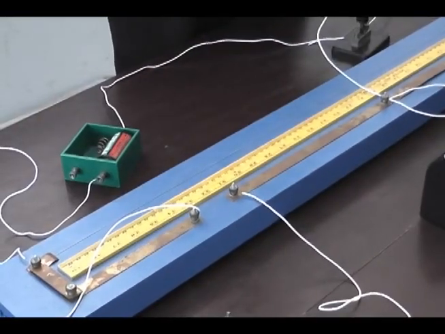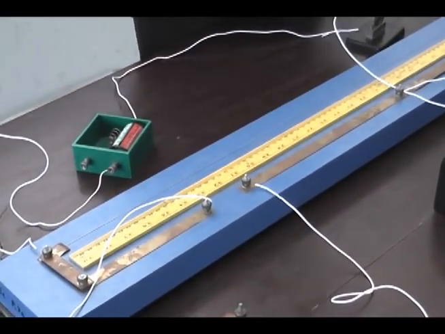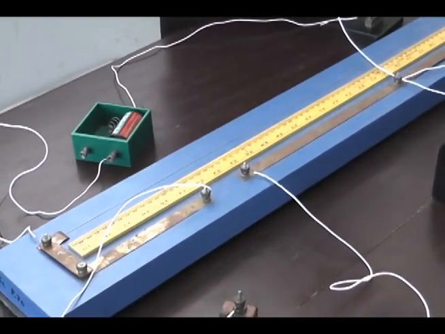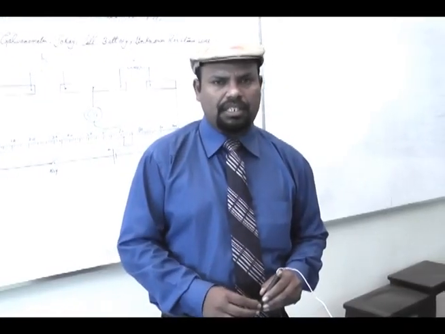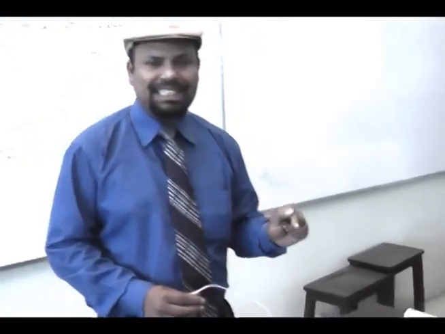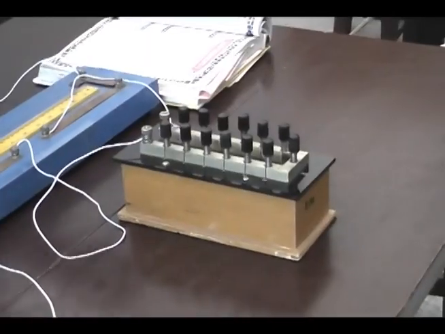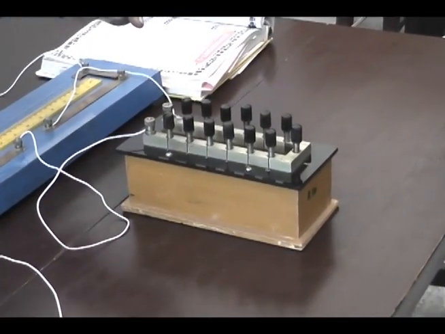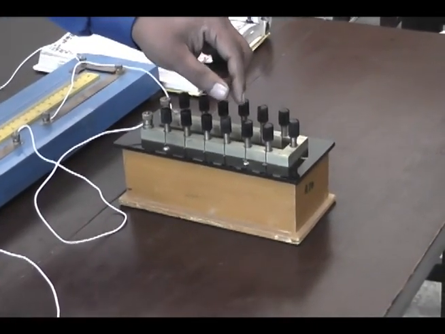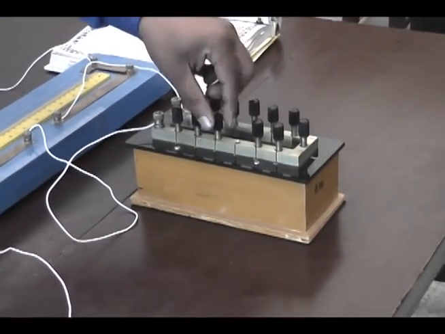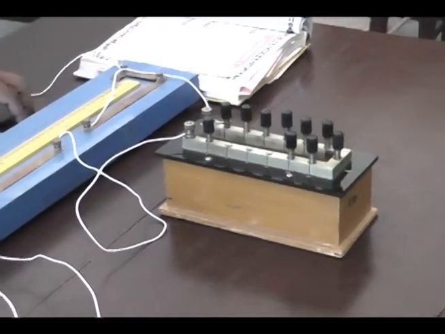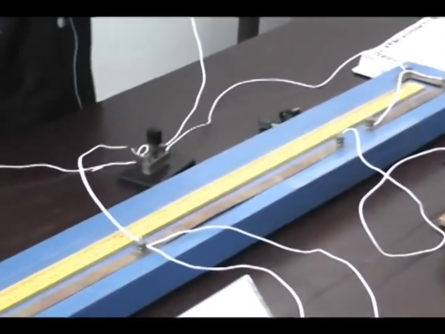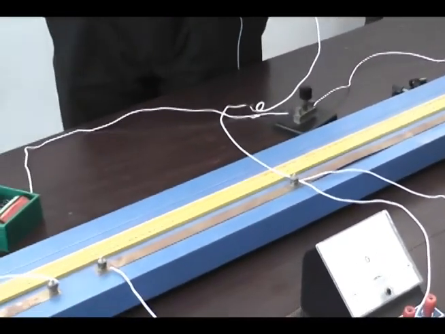Now we will take the first reading and we will take out the resistance from the resistance box. Let us suppose we are taking out 9 ohm for the first reading, and we are going to write this value in the table.